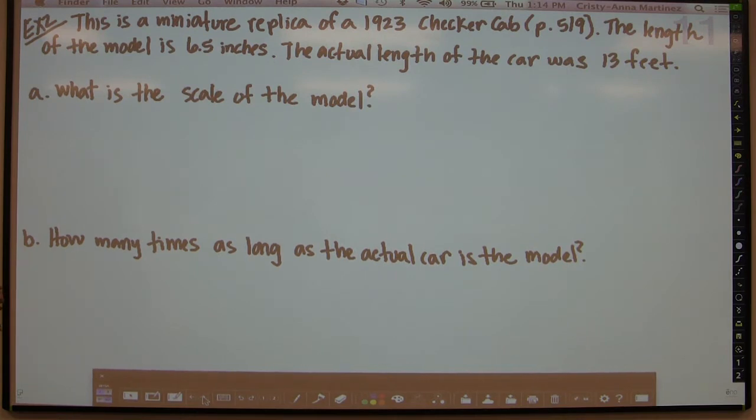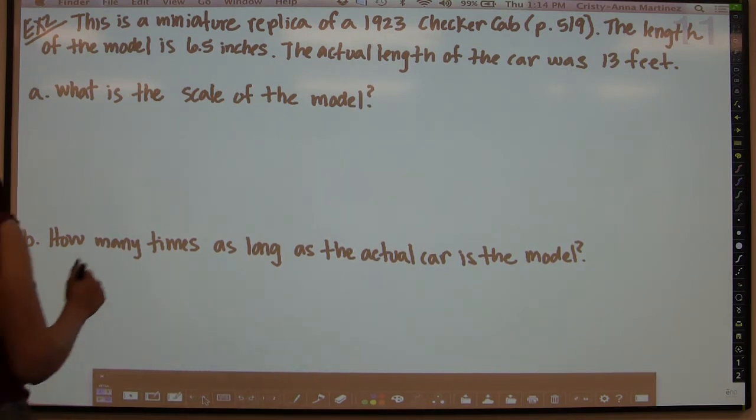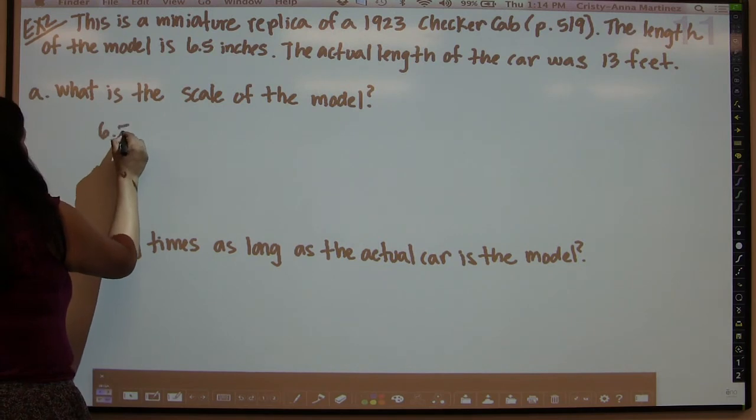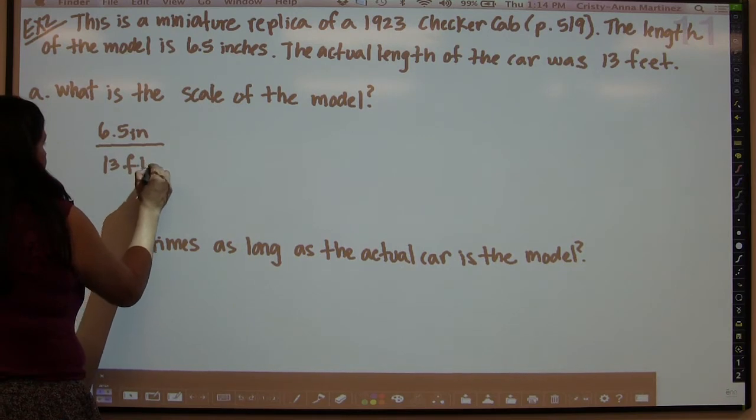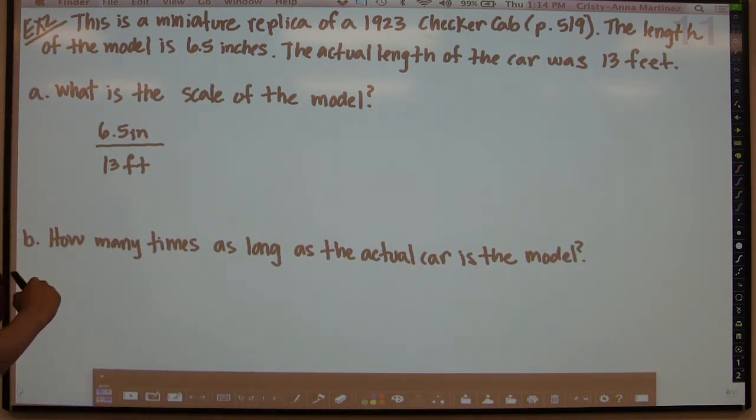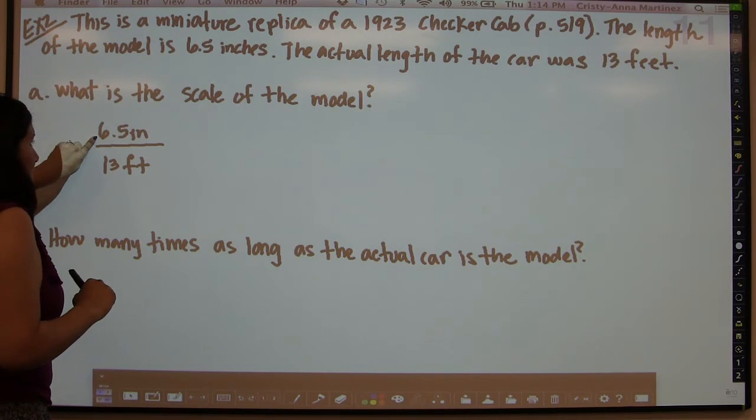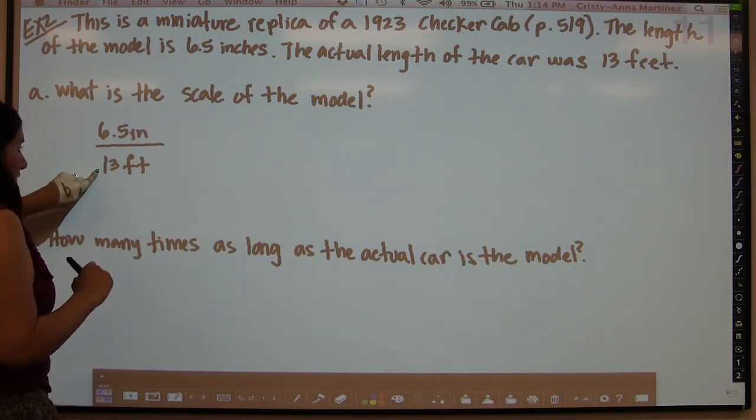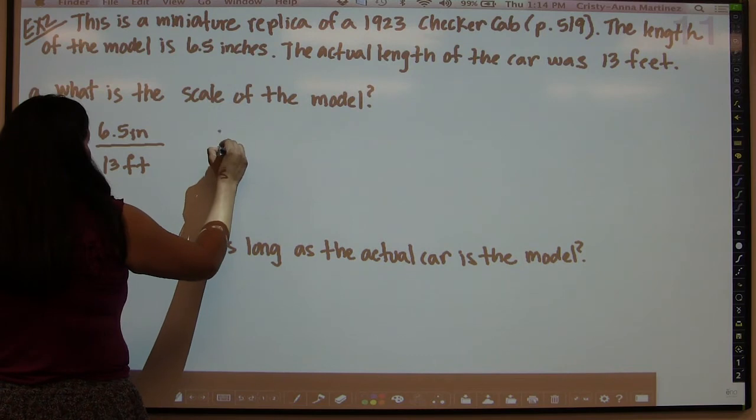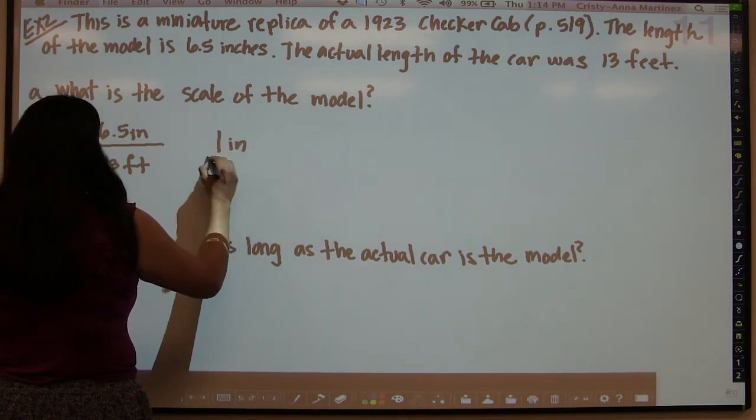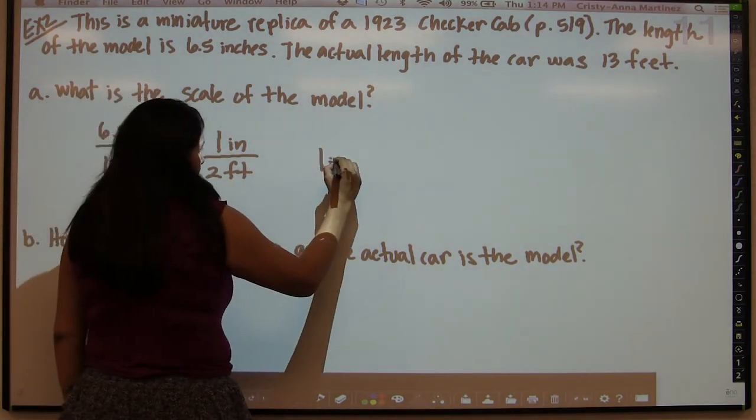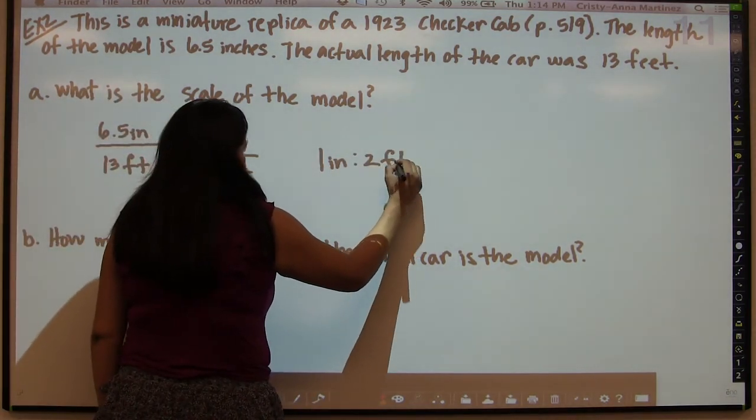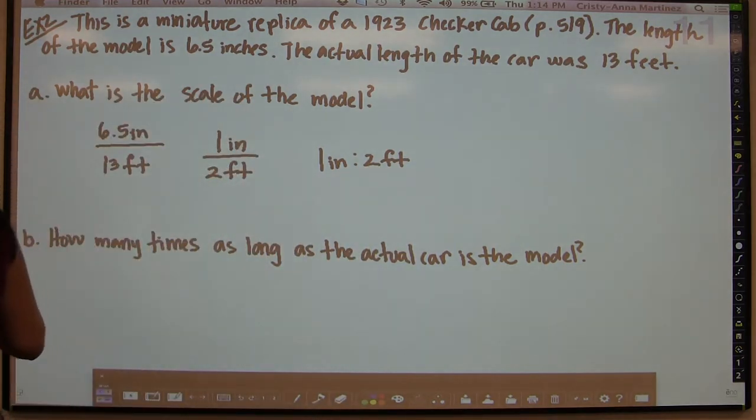So it says here, what is the scale of the model? You have 6.5 inches to 13 feet. So I'm pretty sure that you can reduce that because 6.5 goes into 13 twice. So you basically have 1 inch to 2 feet, or you can write 1 inch to 2 feet, whichever you prefer there. So for part A, that's all you have to do is 1 inch to 2 feet. That's your scale model right there.